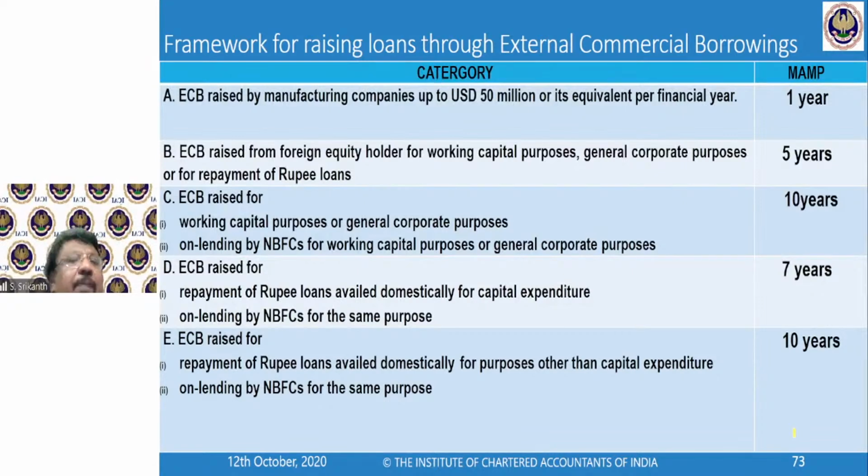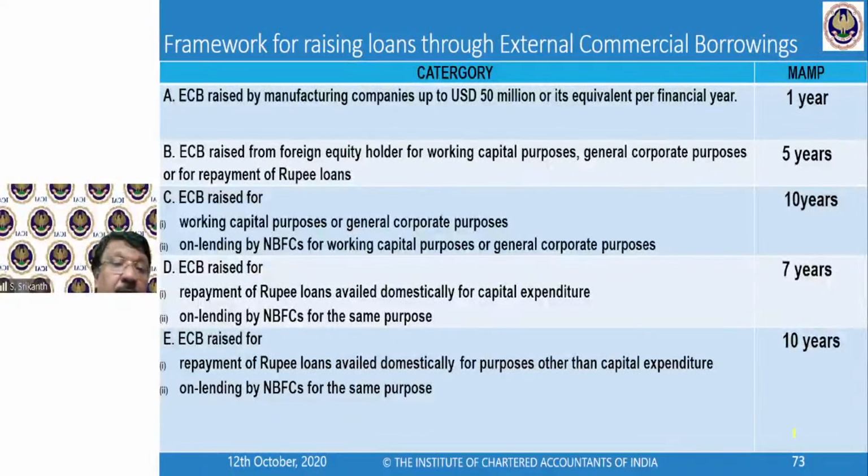ECB raised for working capital purposes or general corporate purposes, on lending by NBFCs for working capital purposes or general corporate purposes. On lending means the NBFC will borrow in foreign currency and again will lend to their clients for working capital purposes or general corporate purposes. General corporate could be expansion, building a new facility, refurbishing, whatever you want to do. Take money, enjoy, do your business. ECB raised for repayment of rupee loans availed domestically for capital expenditure, or on lending by NBFCs for the same, 7 years allowed.